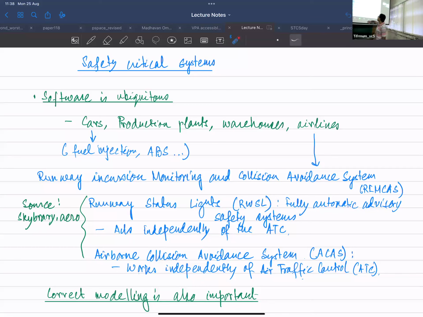And there are some other things also, like these systems called runway status lights, and, for example, a verification process that goes into the development of these technologies.